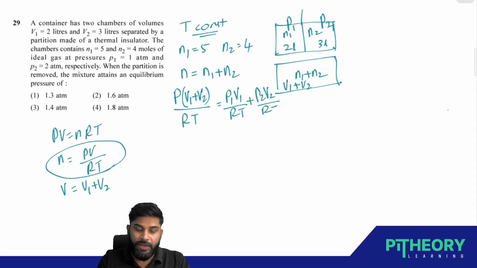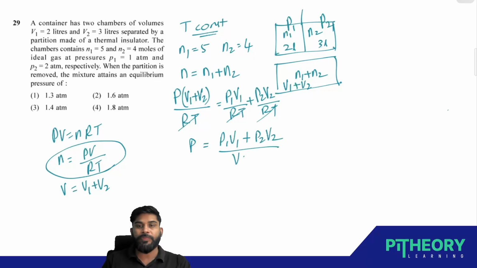So what will happen here? RT, RT, RT cancels off. You have the final pressure equal to P1 V1 plus P2 V2 divided by V1 plus V2. Very simple relation here, right? So now we need to substitute all these values, we put them in, right?